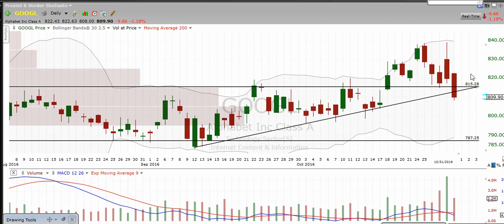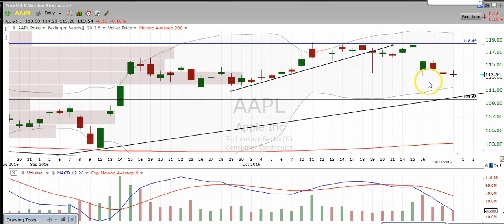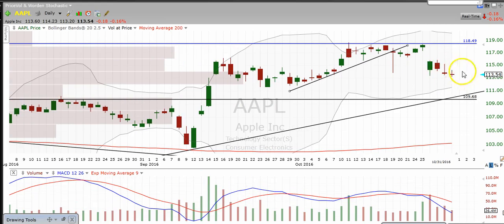The next one we're going to take a look at is Apple. So Apple here, we have been calling for lower prices. That's exactly what we're getting. We called for lower prices since it hit this $118 level up here. So now we're kind of just puttering around here. This is not an area personally where I'd be initiating new longs or shorts. We're kind of in the middle here.